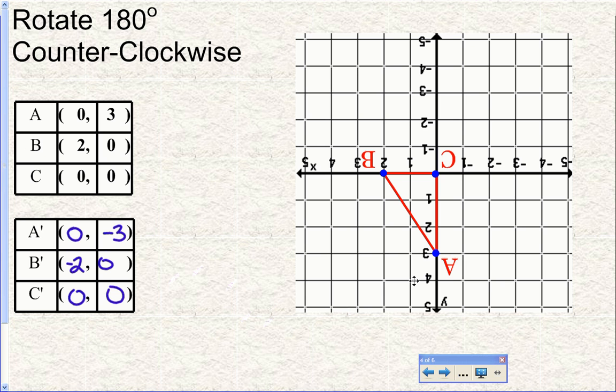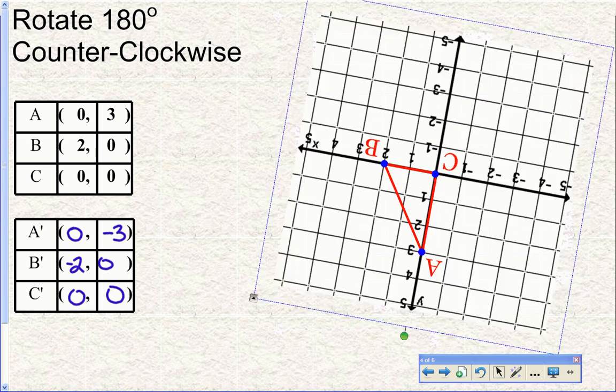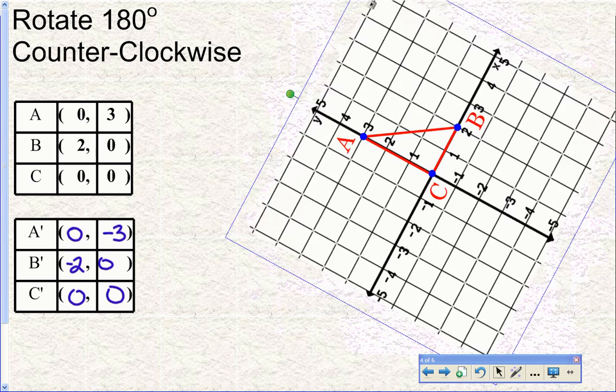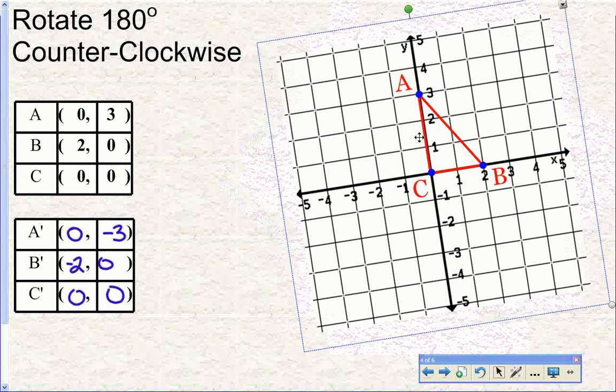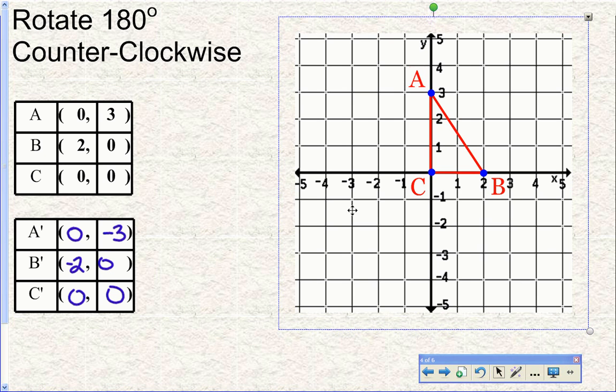So now, take your paper and turn it back the way it should be. Again, I'm physically doing this with a piece of paper. I know I'm doing it with my computer, but you can do this with a physical piece of paper. And now just graph these points.